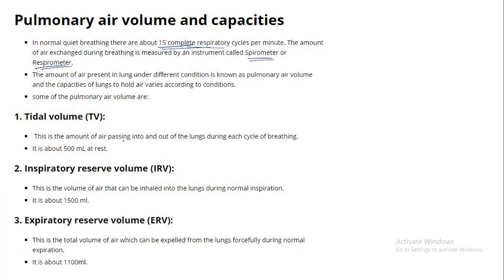This is the amount of air passing into and out of the lungs during each cycle of breathing, which is about as normal as half a liter or 500 milliliters at normal rest. Next, respiratory reserve volume. This is the volume of air that can be inhaled into the lungs during normal inspiration.